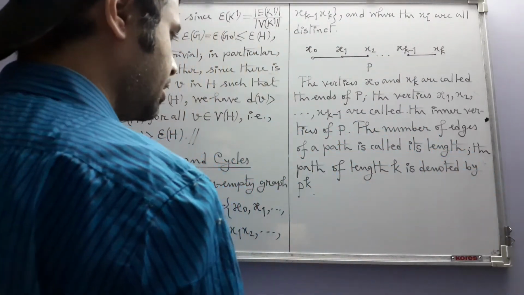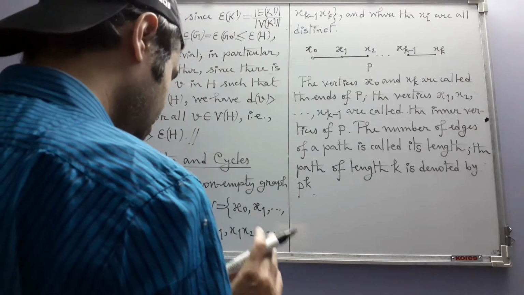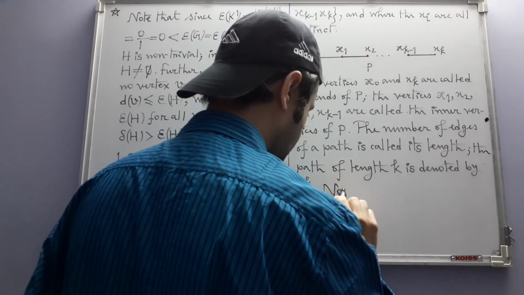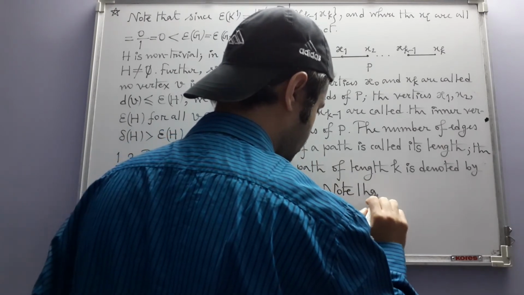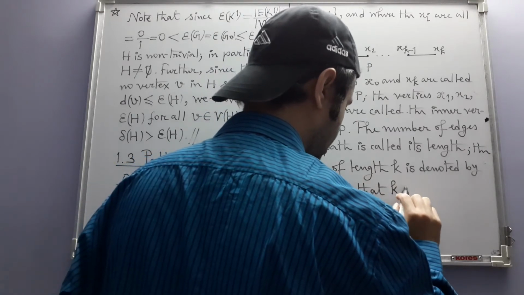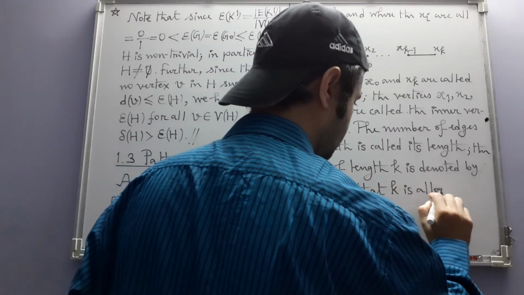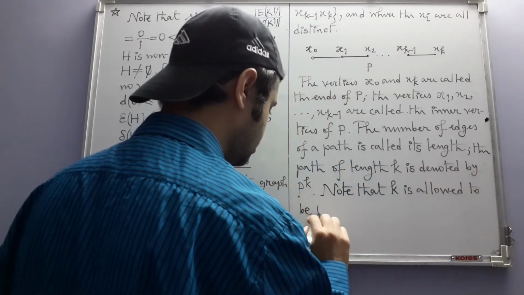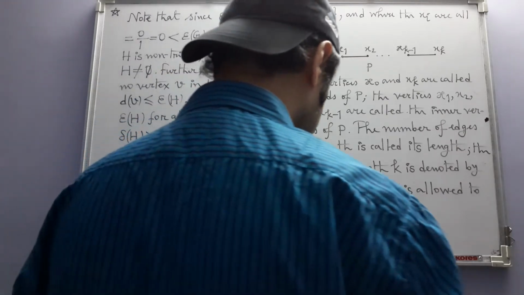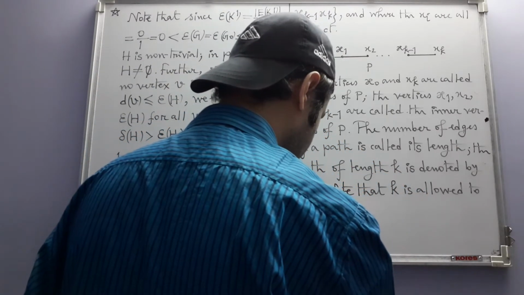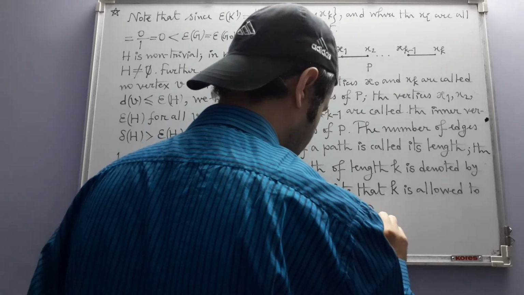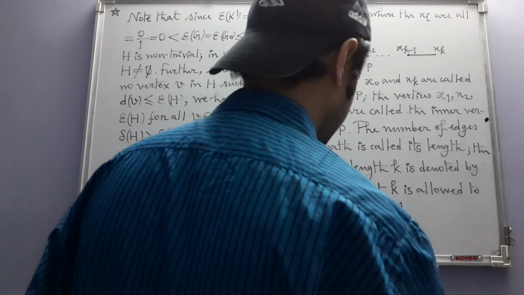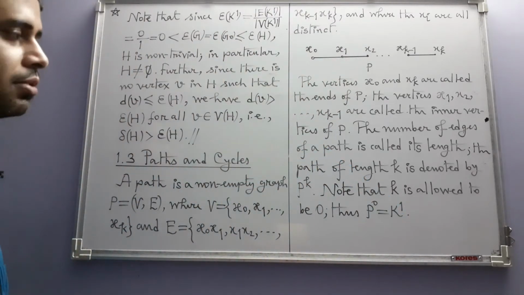So the path of length k is denoted by Pk. Note that k is allowed to be 0, and in this case we have P0, which is nothing but K1, the complete graph on one vertex.